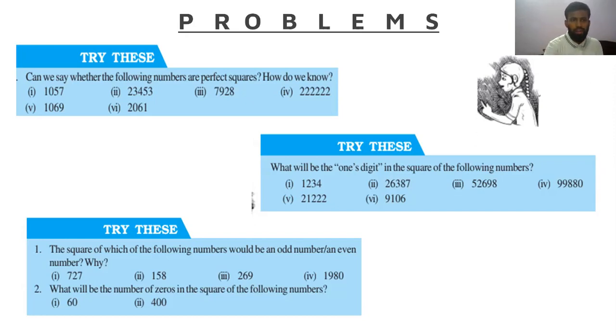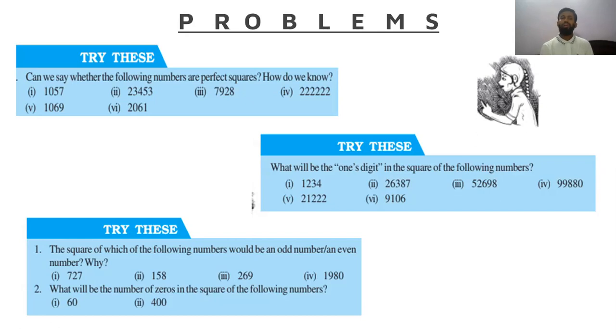As simple as that. So first question, 727, odd or even? Odd. So its square is odd. The reason we will write is because this is an odd number, and a square of an odd number is odd. Second question, 158, even number. So its square is going to be even. Third number, 269. Just look at the number. This is an odd number. How do you check? The last digit.